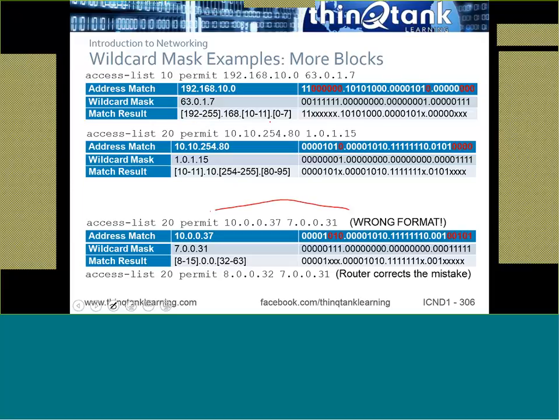This example at the bottom of the page is the wrong format. You cannot start with 10 with a match of 7. Why? Because 10 includes what? 8 and 2. But 2 is in the bits I don't care about. So what is the 10 going to get converted to? It's going to get converted to an 8, because these 3 bits I don't care about. That bit has to be a 1. Does that make sense?